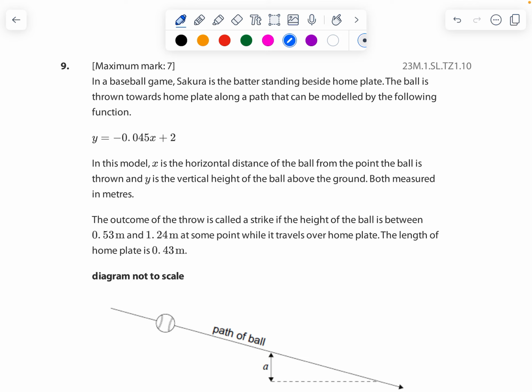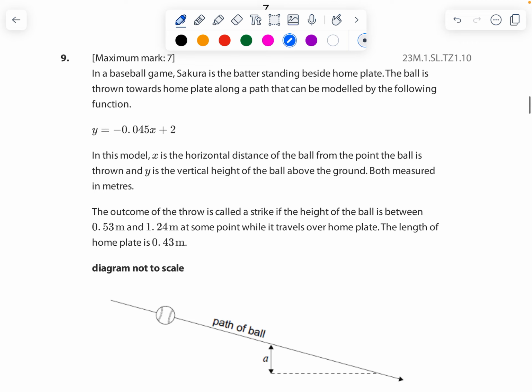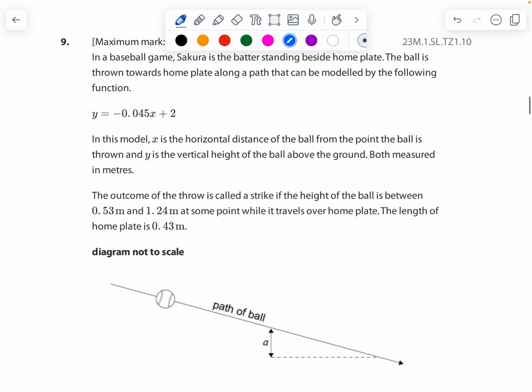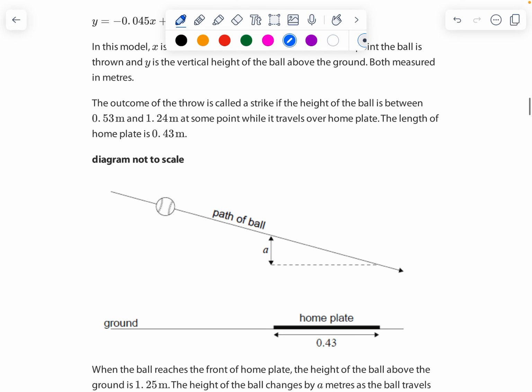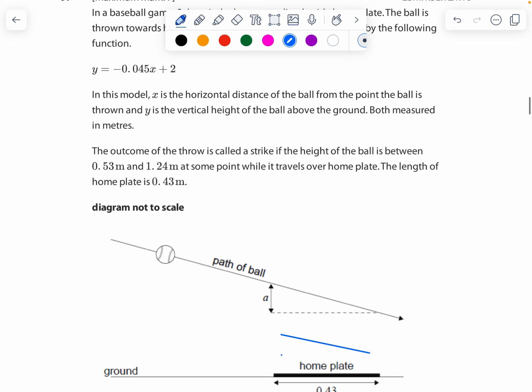In a baseball game, Sakura is a batter standing beside the home plate. The ball is thrown down towards the home plate along a path that can be modeled. Whenever it is traveling along the home plate, it follows this particular path or equation. In this model, x is the horizontal distance of the ball from the point the ball is thrown and y is the vertical height. The outcome of the throw is called a strike if the height is between 0.53 to 1.24. The length of the home plate is 0.43.